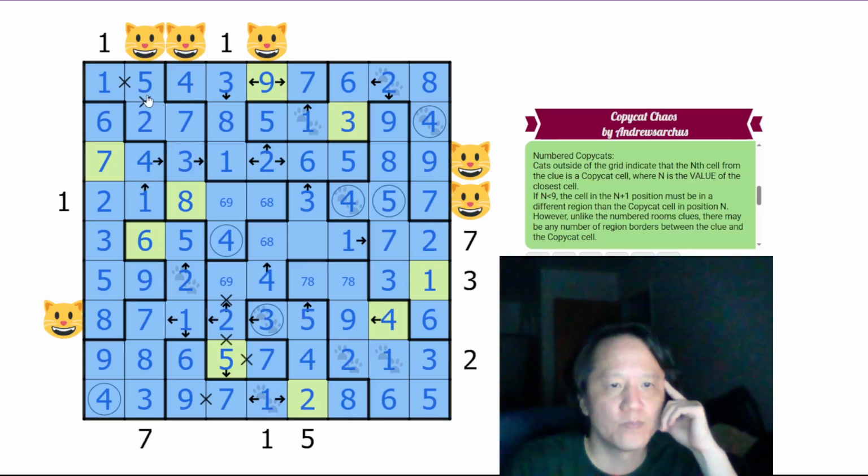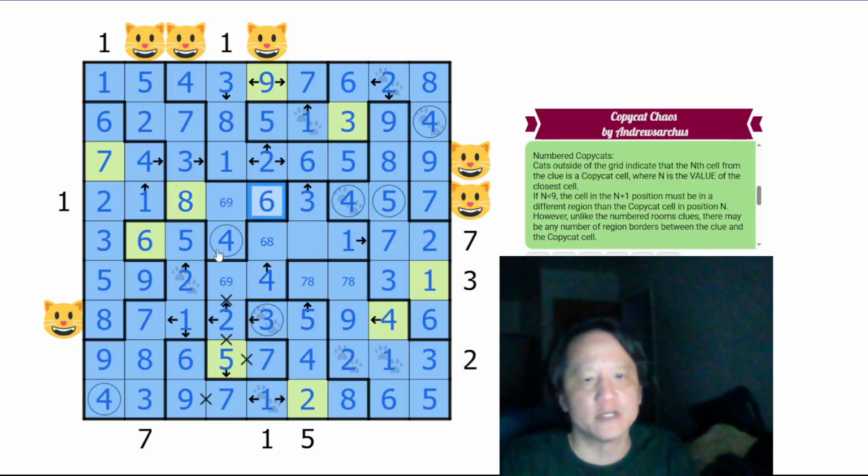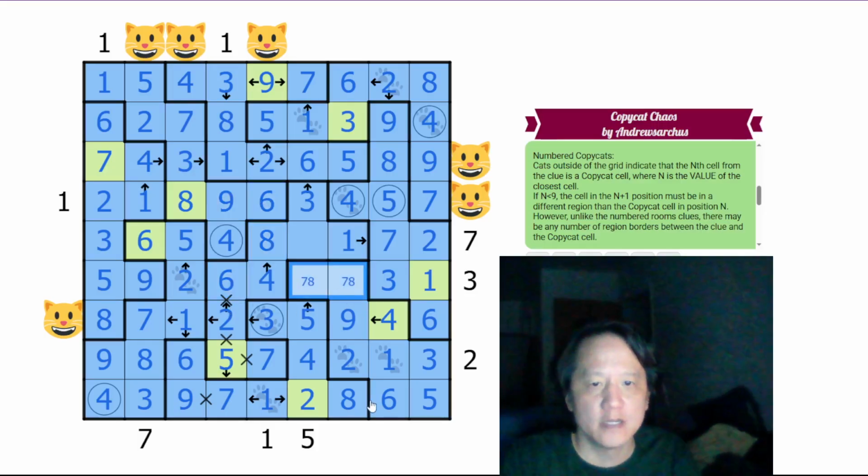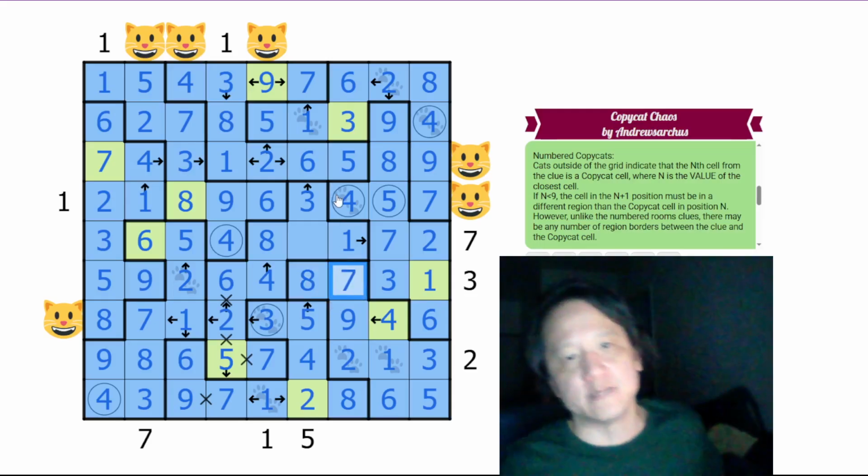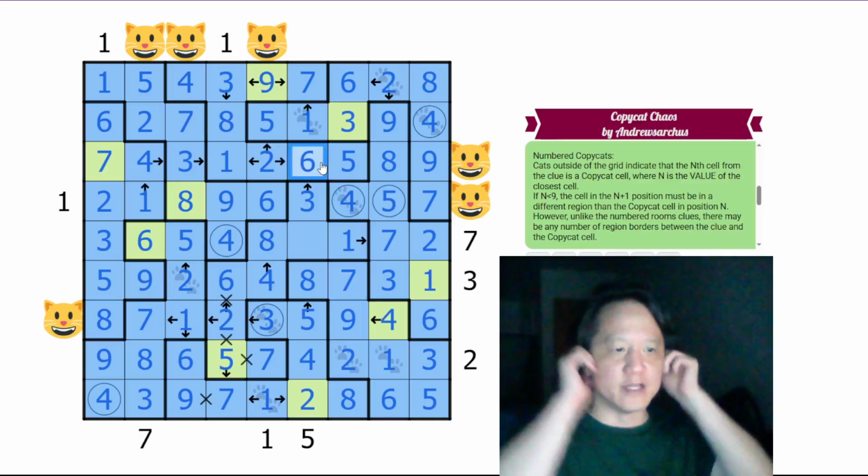Okay. 8 eliminates 8 here, so that's 6 and 8. 6 eliminates 6 here, so it's 9 and 6. 8 eliminates 8 here, so it's 7 and 8. And let's double check. Oh boy, this is going to be a lot of double checking here.